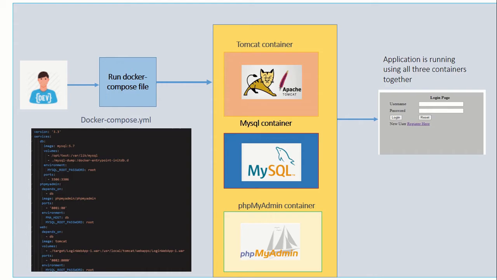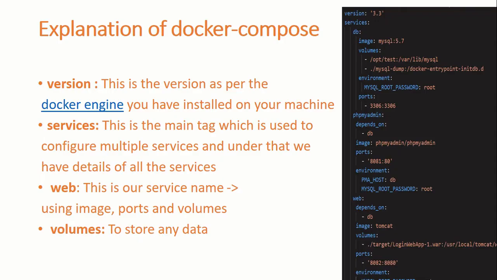Now let me show you how we can write the Docker Compose file, right? In Docker Compose, on the top you have version. That is according to your Docker engine. Whatever Docker version you have installed, you can check in the official documentation which version you can use as per your Docker version. And then the second tag is services. In this, we will be configuring or providing details of your services. In my application, I am using three services. So you can see I have three tags: DB, phpMyAdmin, and web.